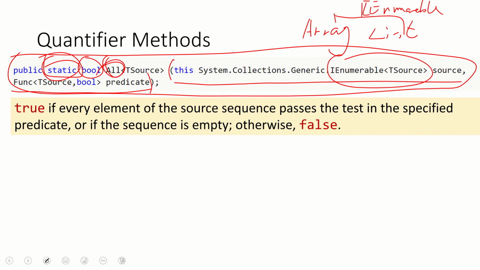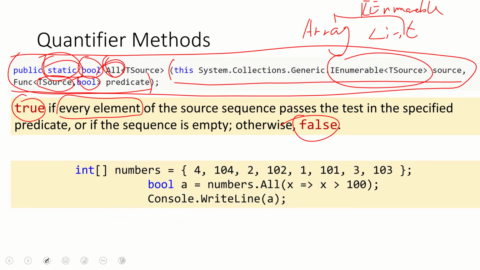delegate, the built-in method Func. First is the matching data type, second returns boolean, which means it only returns true or false. So it returns true if every element of the source passes the test in the specified predicate, or if the sequence is empty. Otherwise, it returns false.